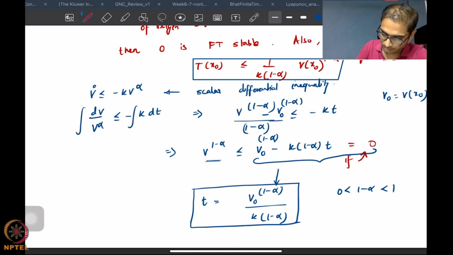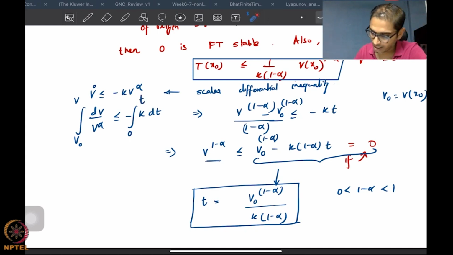If you are being careful, this will be from v0 to v, and this will be from 0 to t. This definite integral, and that's what we've done here now, and you just get a minus kt. And once you have that, you know that you just need to equate this to 0, because that means that this is going to be exactly 0, because v can never be less than 0. And once you have that, you know that the t can be calculated like this.